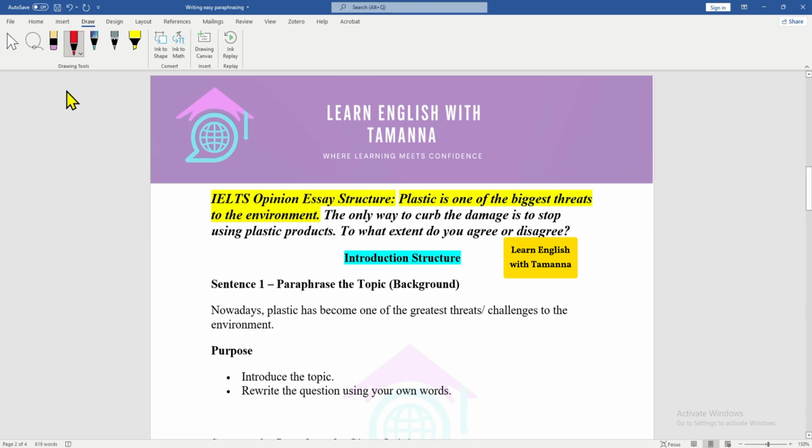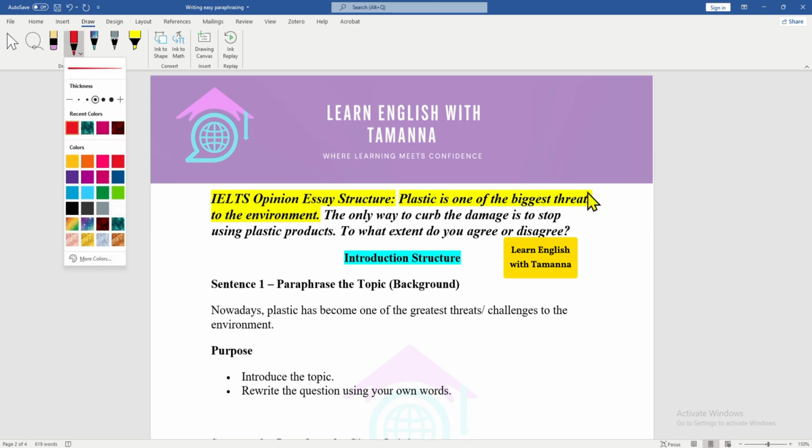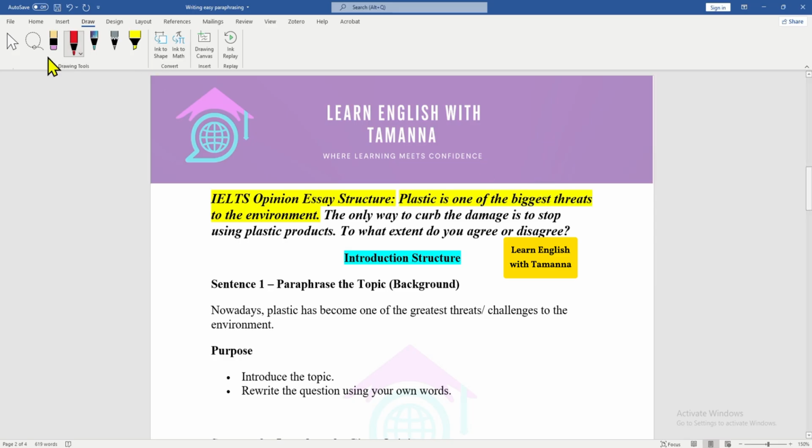As you can see, I have replaced two words. The first one is the word biggest with the word greatest, and threats with the word challenges. And I have also added an opening intro.